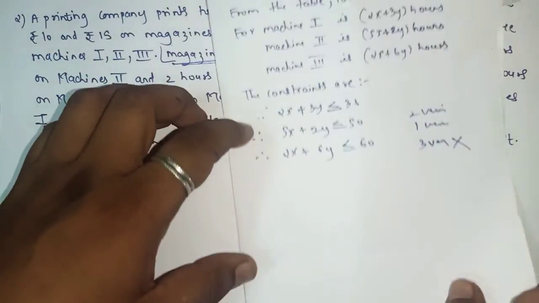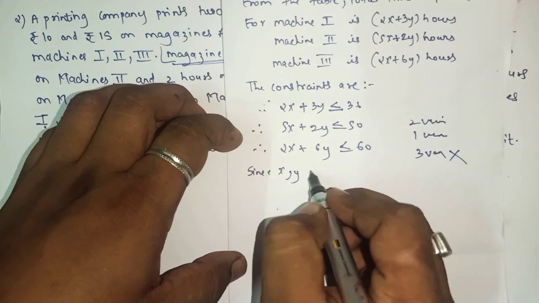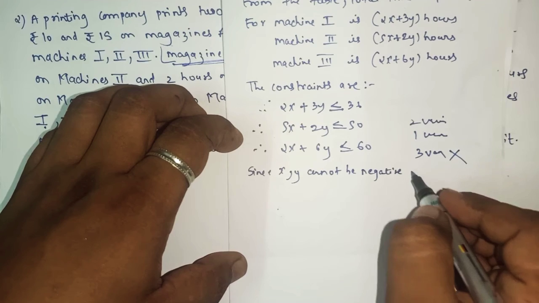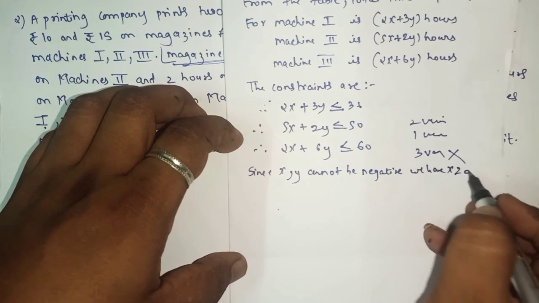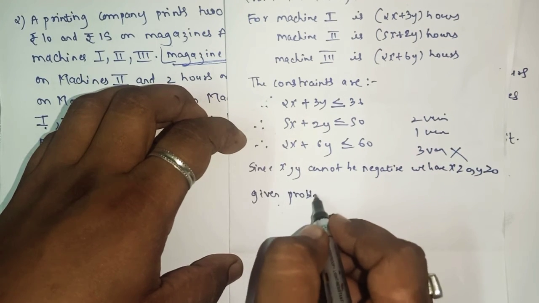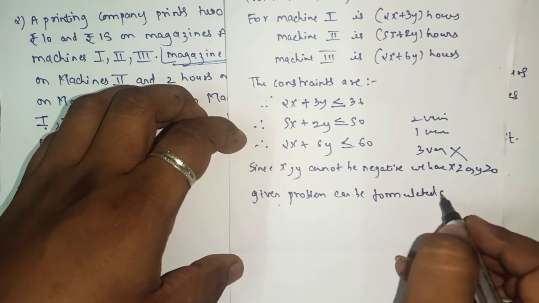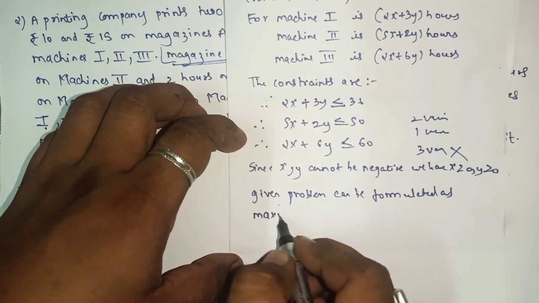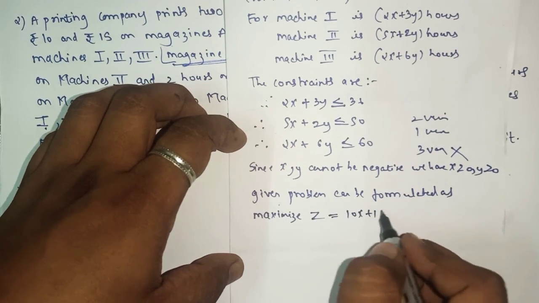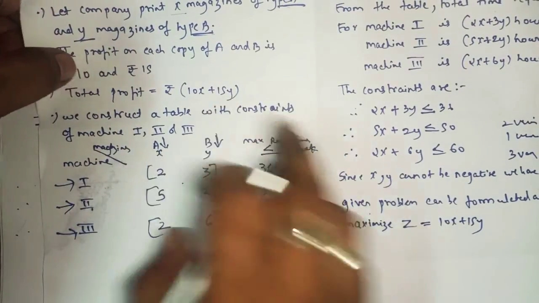So the last part will be what? After this you will write, since x, y cannot be negative, we have x greater than 0, y greater than 0. So the given problem can be formulated as: maximize, as the sum is based on maximize, z equals 10x plus 15y. Yes or no? Z is what? 10x plus 15y.